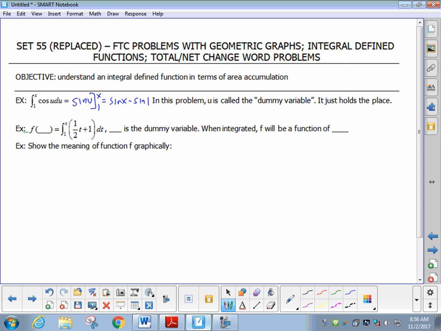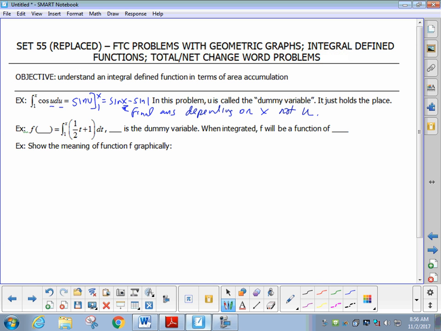A bit of vocabulary. That u there, that's called the dummy variable. It's just kind of holding the place. The end result, the answer to this, was actually a function of x. Final answer is depending on x, not u, because x is substituted in at the end. The u does its job, holds the place, but it doesn't show up in the final answer. It's a dummy variable. So say you looked at this one.